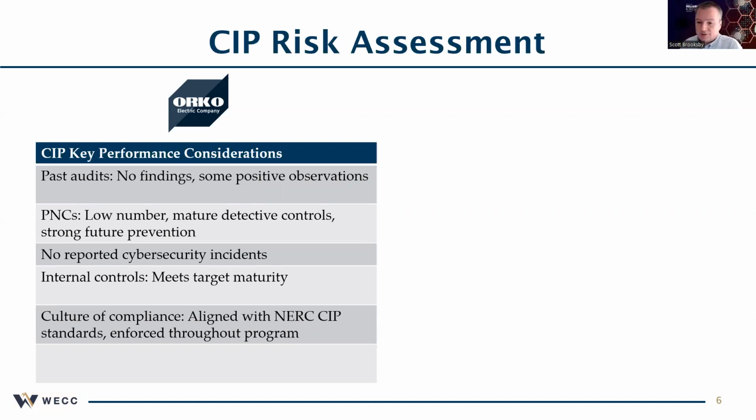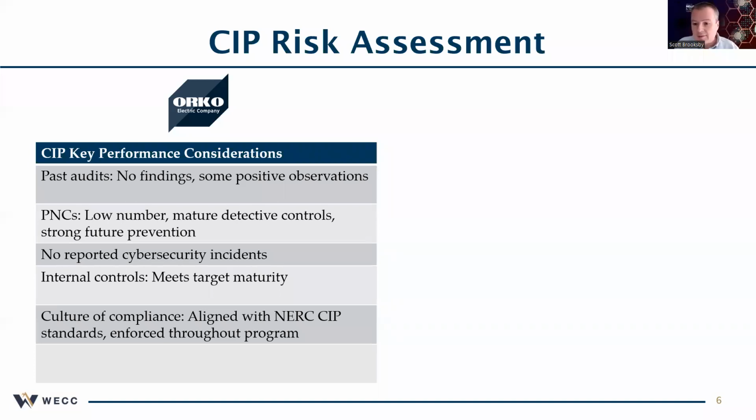I don't know if that's the right term, but they're coming out with not a lot of findings, and even potentially some positive observations. In other words, when we come in and we audit ORCO, things are looking pretty good, right? As far as PNCs go, sure, they still have them. We're not expecting entities to not have PNCs, but if ORCO is the one catching it, their detective controls are good, and their corrective controls are working well, then great. We're going to give credit where credit's due.